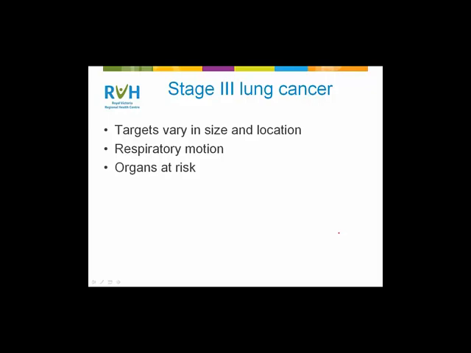Respiratory motion is also an issue, and although this talk is not going to focus on respiratory management in terms of gating, we're assuming that patients will be treated in an ungated setting, which I think is what most people are doing.